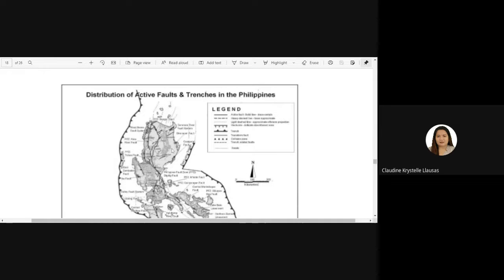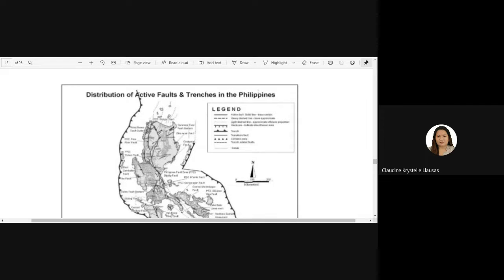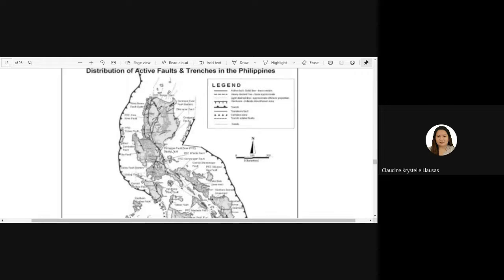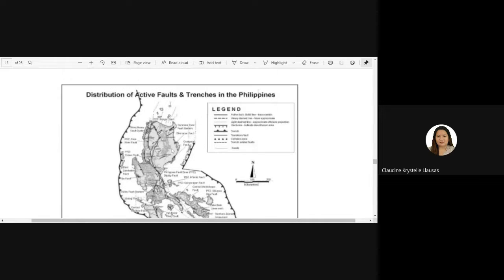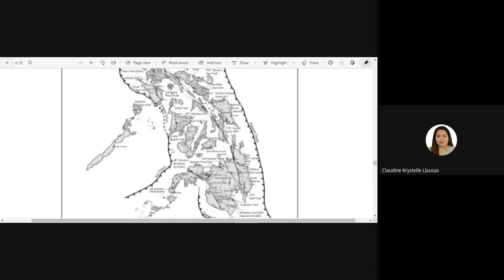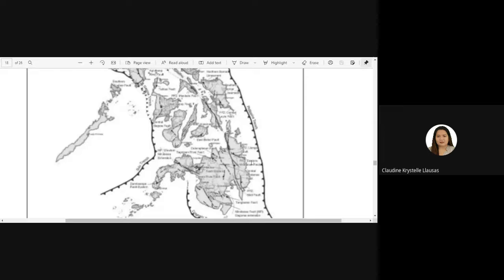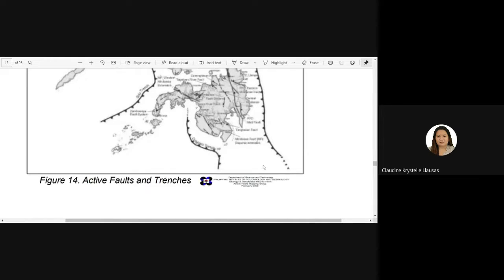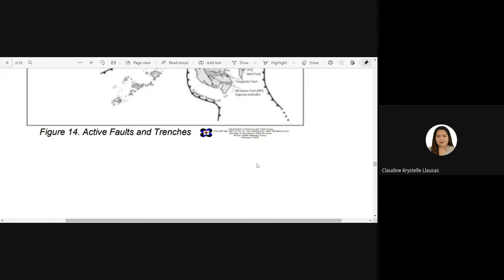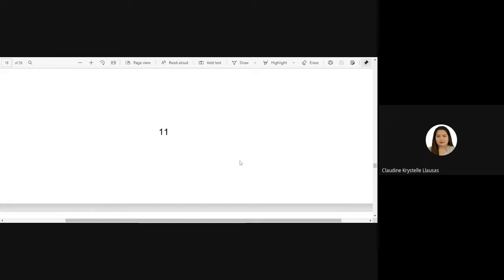Okay, you can see here the map. Is it clear? I think it is clear in your modules. It is the map of the distribution of active faults and trenches in the Philippines. Oh, it is overlapping, it is not clear. So there is a fault here in the Tagolwan River Basin. This is the nearest fault. Okay, this is actually from PHIVOLCS' figure of active faults and trenches.